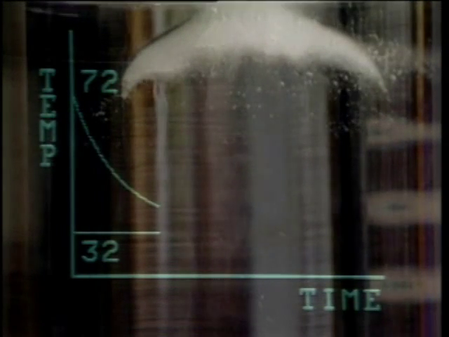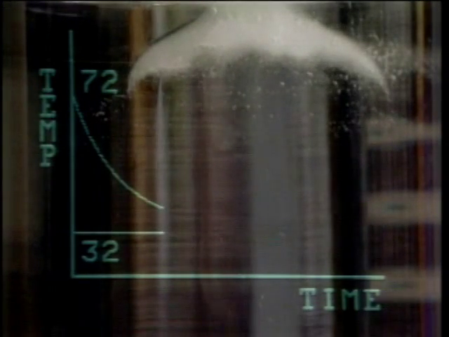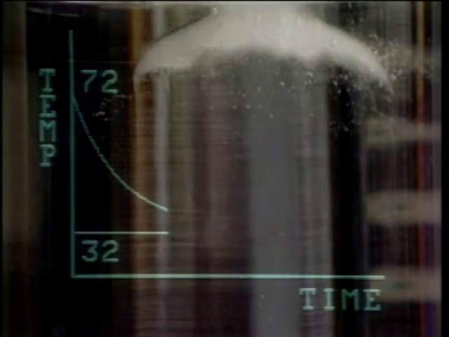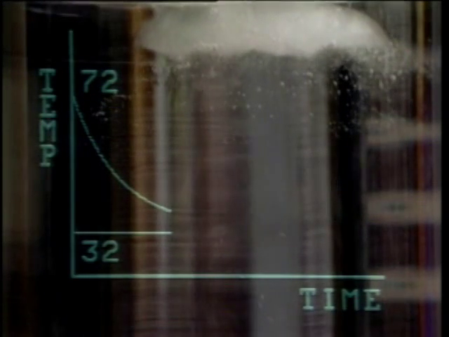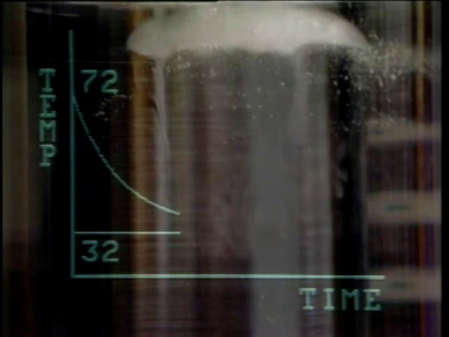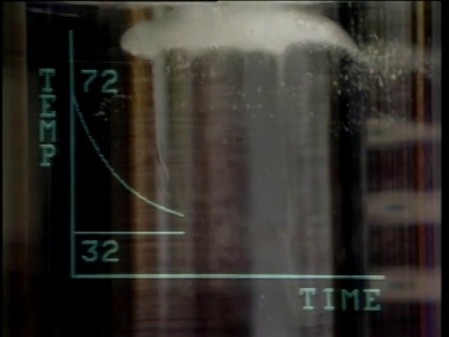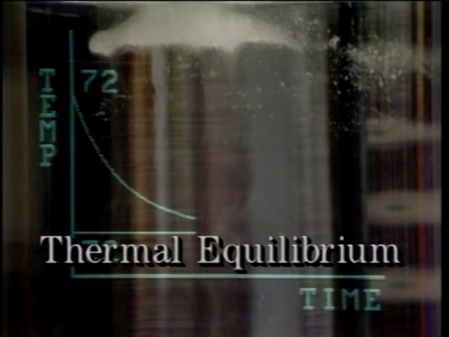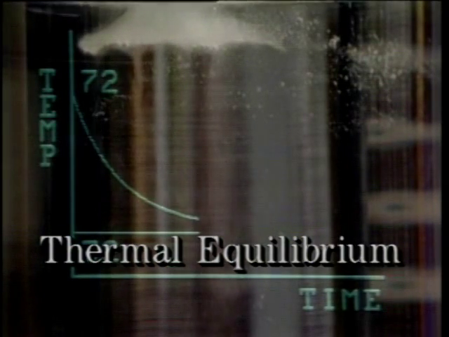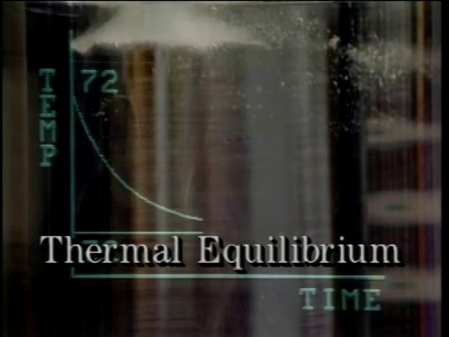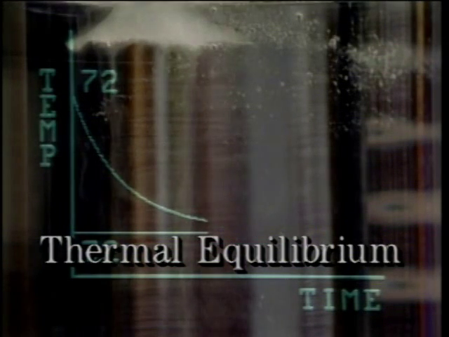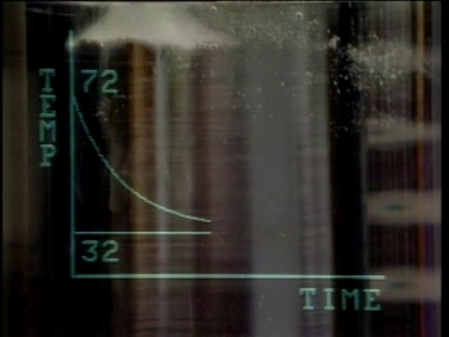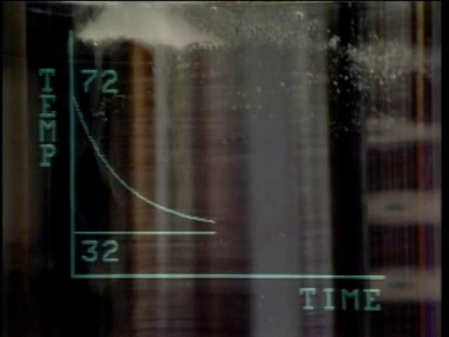As the water transfers its heat to the ice, the ice melts and the temperature of the water decreases. The rate of the temperature decrease slows down as the water temperature approaches the temperature of the ice, 32 degrees. This indicates that the rate of heat transfer is slowing down. As the ice continues to melt, the ice-water mixture approaches thermal equilibrium. Thermal equilibrium is the condition in which the temperatures of two substances are equalized. When two substances are at thermal equilibrium, no heat transfer takes place.